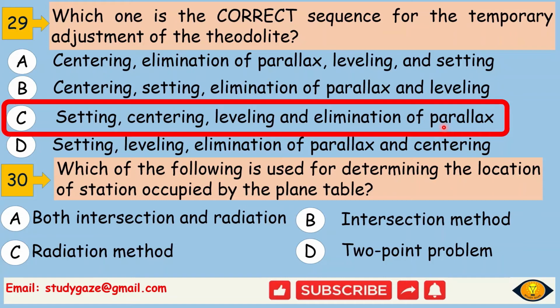Next, which of the following is used for determining the location of a station occupied by the plane table? So by which method do we determine the location of a station occupied by the plane table? It will be the two-point problem.